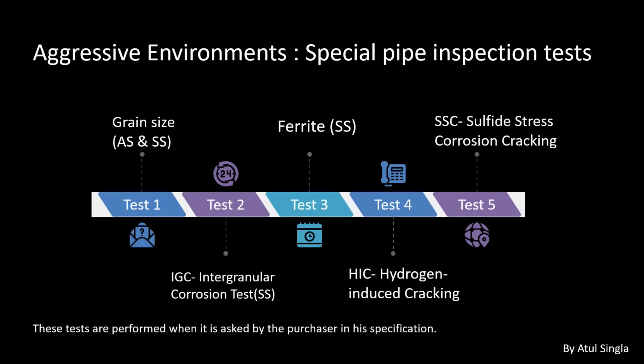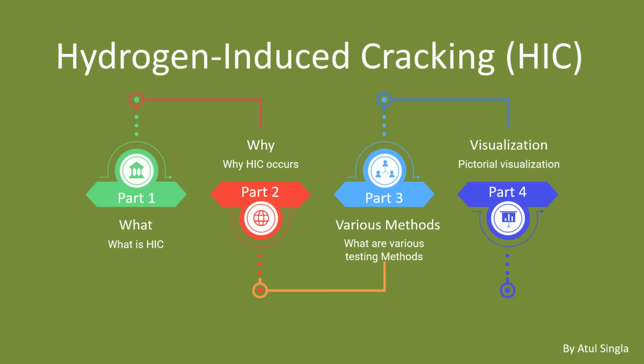Hello all. In this section we are discussing the special pipe inspection tests which are generally there in aggressive environments. In this part we are going to discuss hydrogen induced cracking. So let us start with the topic. In the first section we are going to cover what is HIC, hydrogen induced cracking, why this type of cracking occurs, what are the various methods to test this, and we'll try to look at a few pictures so that we can visualize what is happening when hydrogen induced cracking is there.